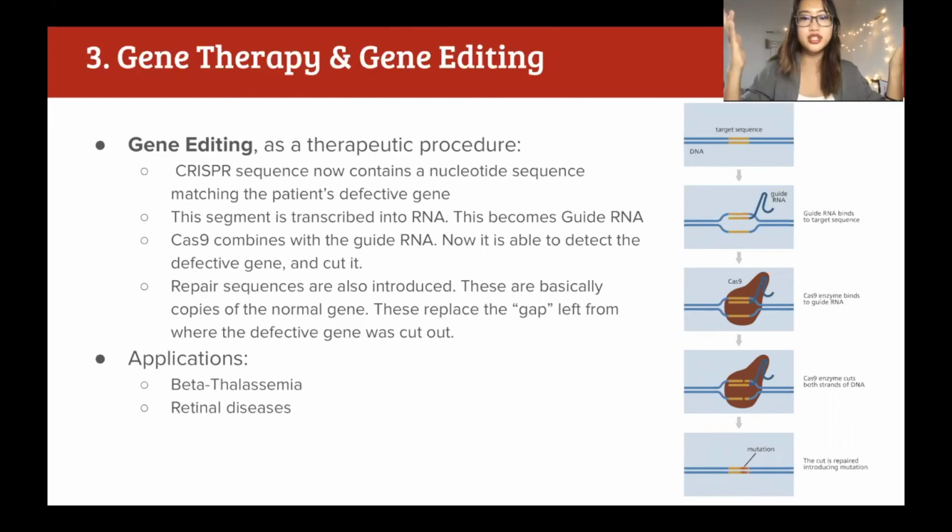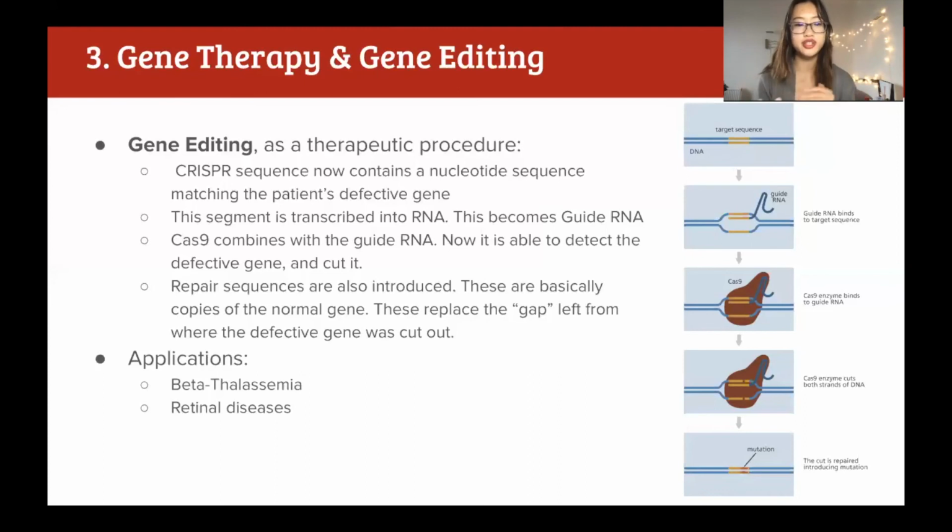But like, what happens now? So do you just not have a gene? Well, okay. So repair sequences are also introduced. These are basically copies of the normal gene. So once the defective gene has been cut out, we introduce repair sequences into the cell. The cell has natural DNA repair mechanisms that will repair the cut that was made, and they'll just insert the normal gene, right? So then, as you can imagine, that's the end of that.